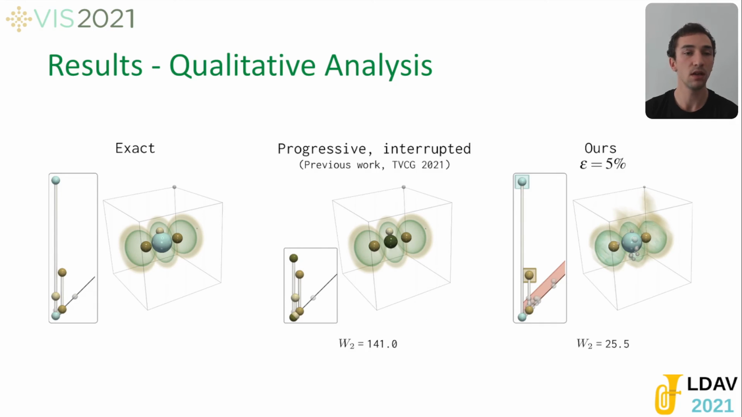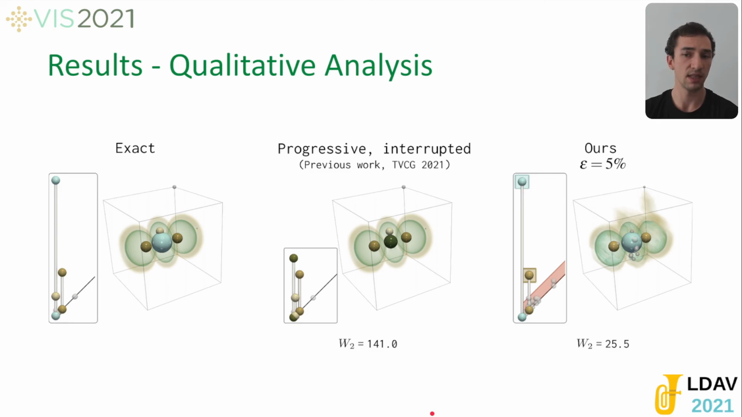So this work addresses a limitation of the previous work that I mentioned that was published to IEEE TVCG. And basically we already could compute approximations of persistence diagrams by interrupting a progressive computation. And this usually results in good approximations in practice, but it can happen that high persistence features are not captured until the very end of the computation.